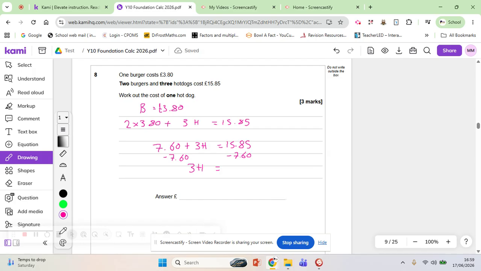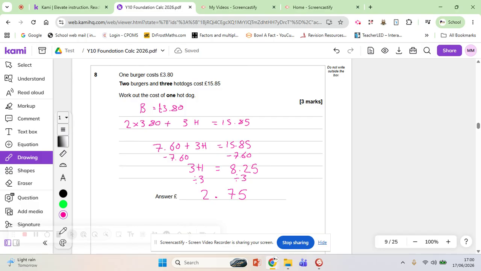Now remember, this is a calculator question, so we're doing them all in the calculator, even if we think we can do it without. So we get £8.25, and then we're going to divide both by 3 to get the price of a hot dog. So divide that by 3, press equals, and we get £2.75. Make sure that your answer seems reasonable. Okay, so £2.75 for a hot dog seems okay.